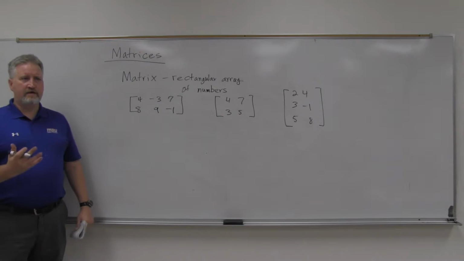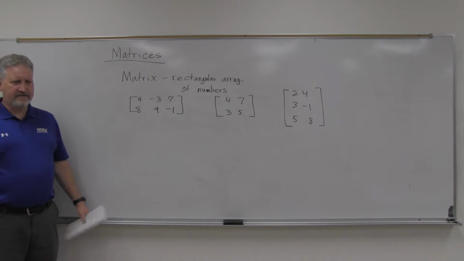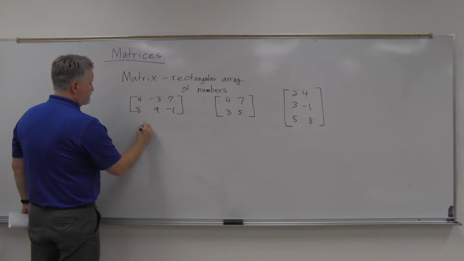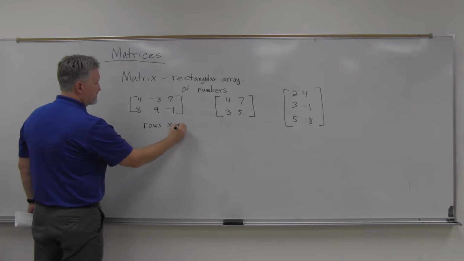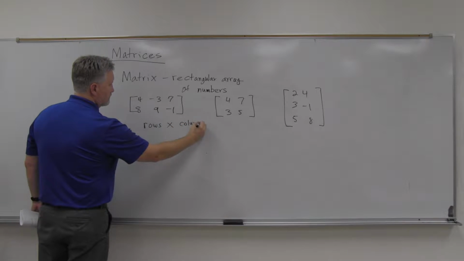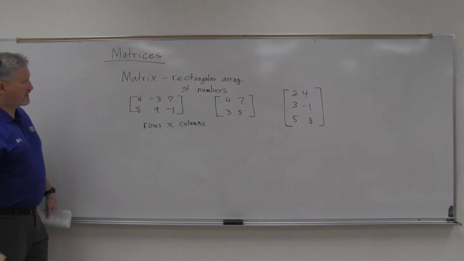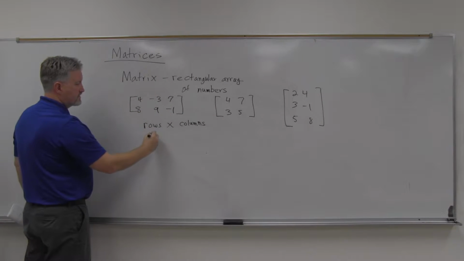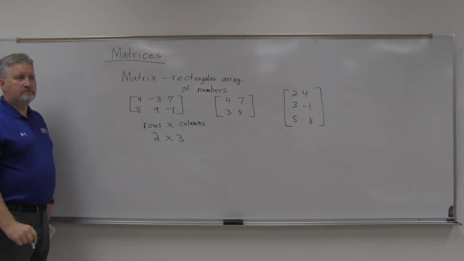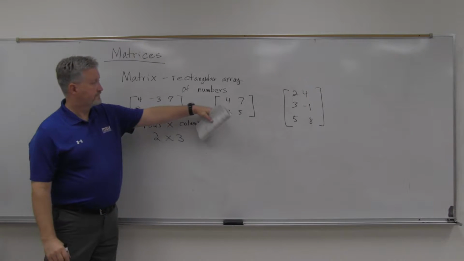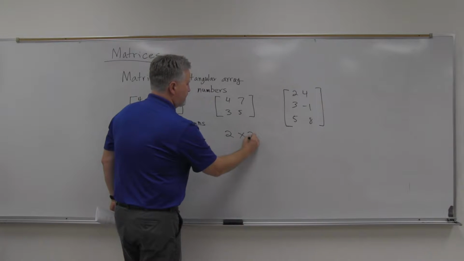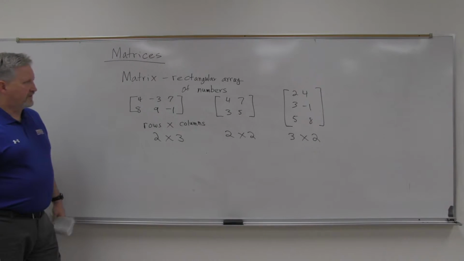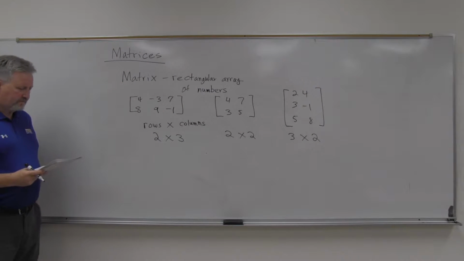One way we talk about the size of a matrix is the number of rows by columns. The rows by columns can tell us the size of this matrix. So we've got 2 rows here and then 3 columns. So this is a 2 by 3 matrix. What's this one? 2 by 2. And then this one? 3 by 2, yeah. So you kind of get a feel for that.